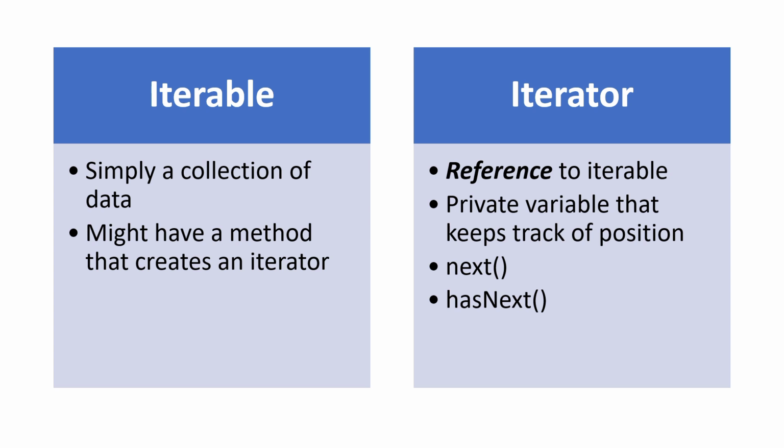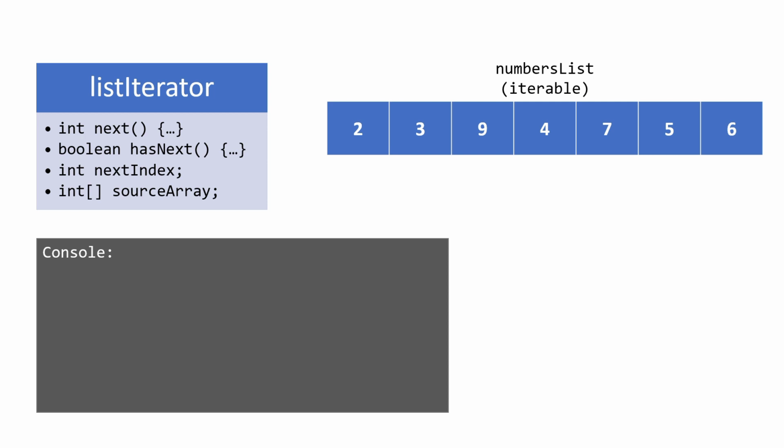It also has a private variable that keeps track of its current position inside the iterable. It's similar to how we used i to keep track of our position inside a for loop. It has a next method that returns both the next value in the iterable and increments the current position of the iterator. It also has a hasNext method, and this returns a boolean of whether or not another value exists inside the iterable.